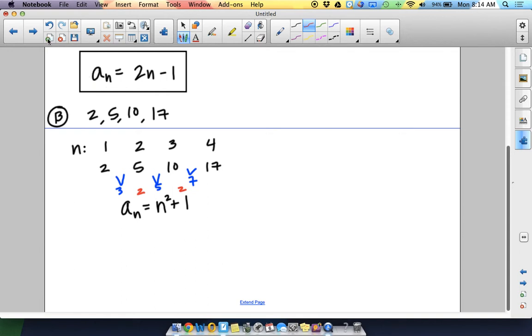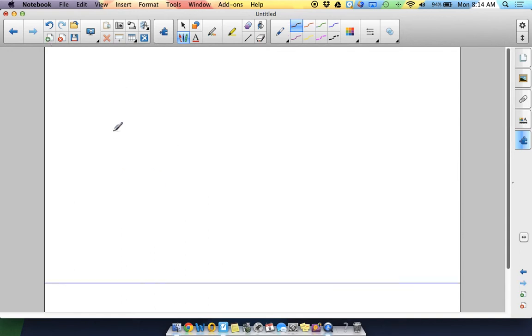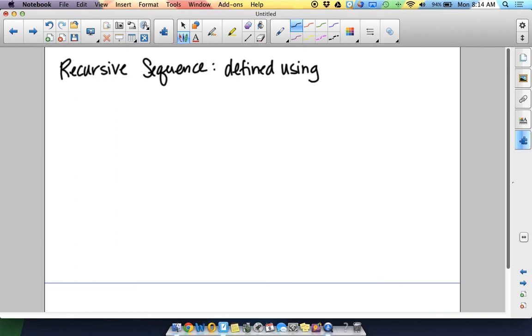Let's go to the next idea. Okay, this is called a recursive sequence. It's just a special type. It's defined using previous terms. Again, you guys, not difficult math, difficult notation. Okay, you just have to learn. Defined using previous terms.